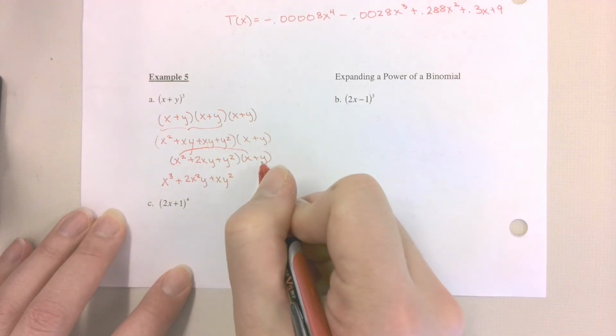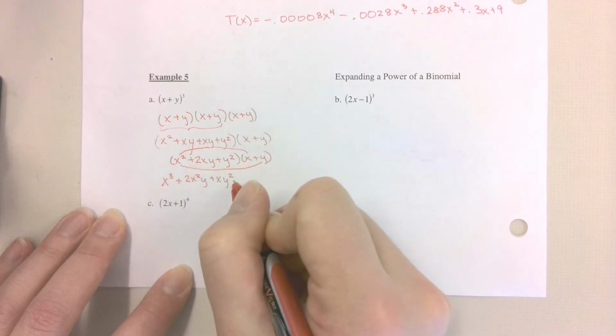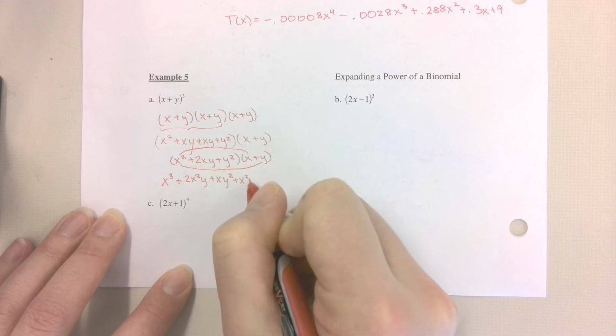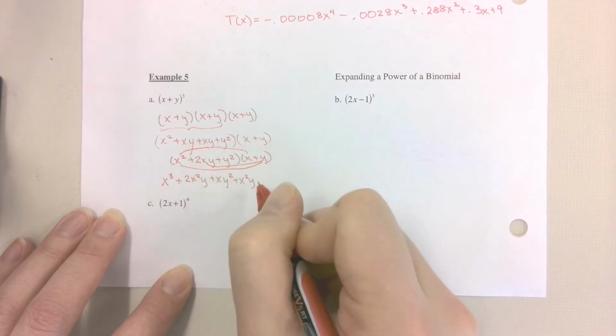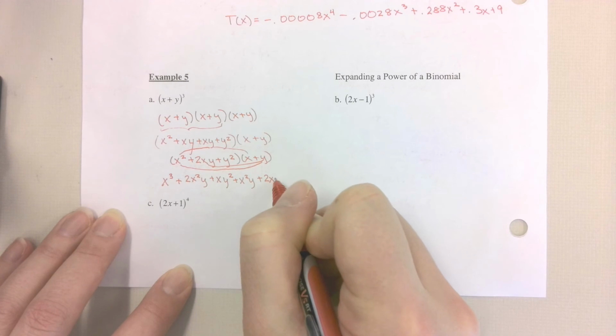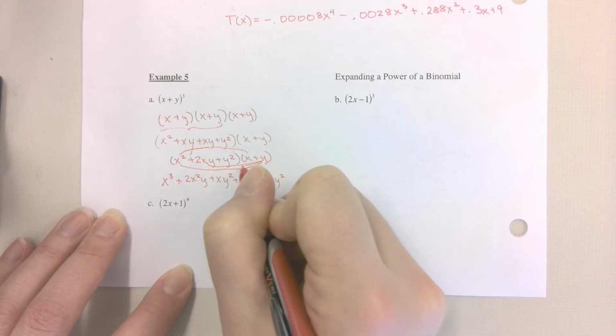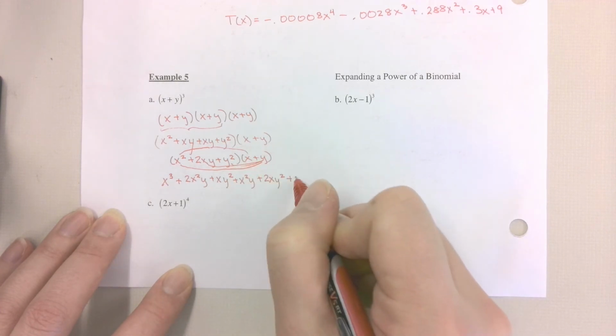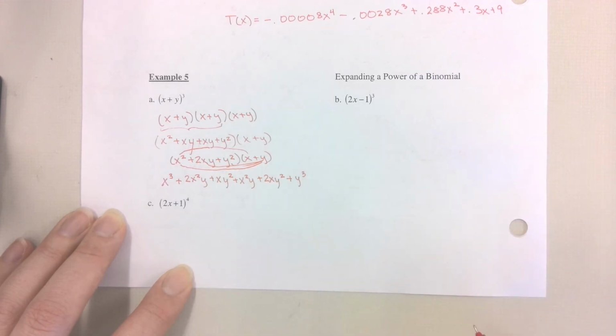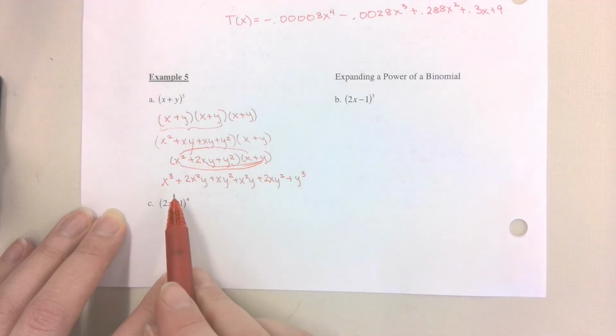Then I'm going to come back and take y times everything. So I get a positive x squared y. I get a positive 2xy squared. And then last, I get a positive y to the third. All right, I do need to clean this up.